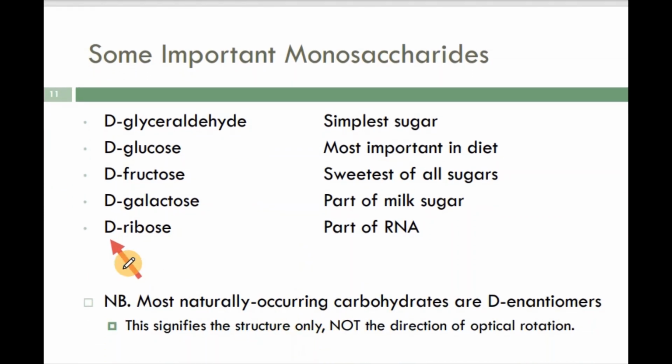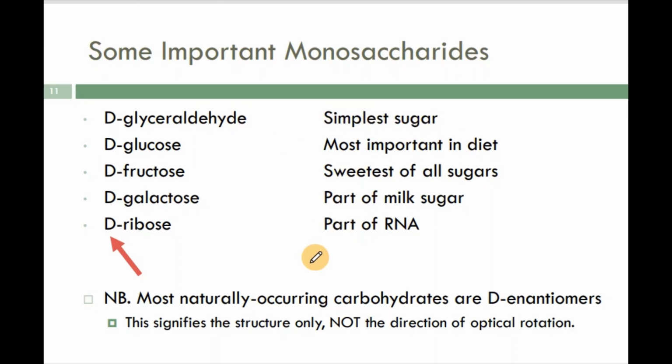So you can have glyceraldehyde, you can have glucose, you can have fructose, galactose, and ribose. So these are their respective functions or respective roles they play. So the ribose is the main component of RNA. Galactose is part of milk sugar. Fructose is used as a sweetener. The glucose is present in most of our diet. Then glyceraldehyde is just a simple sugar.